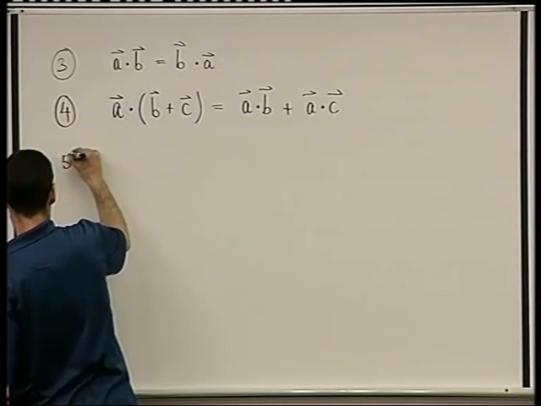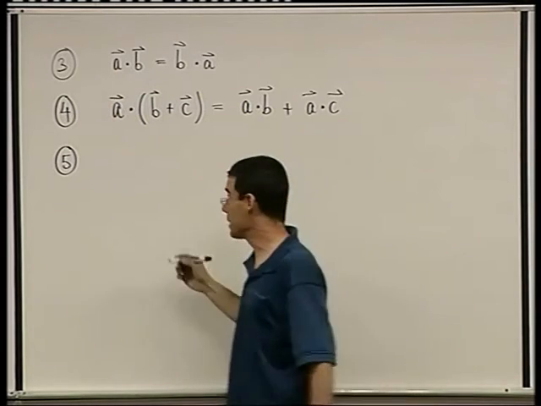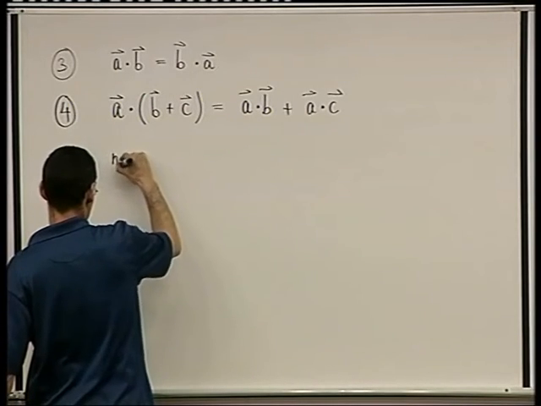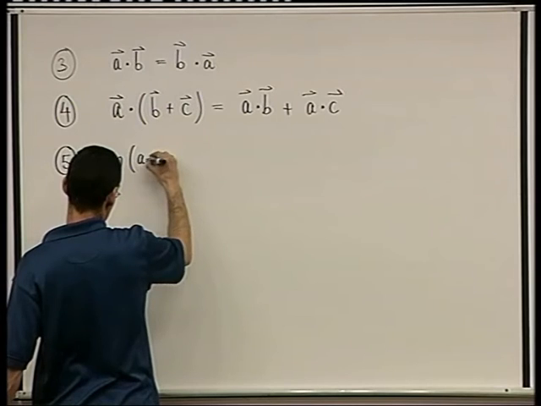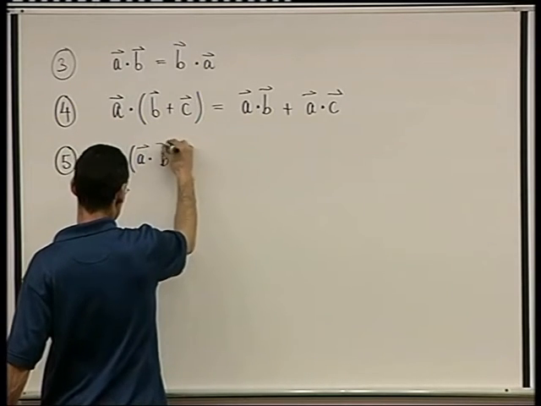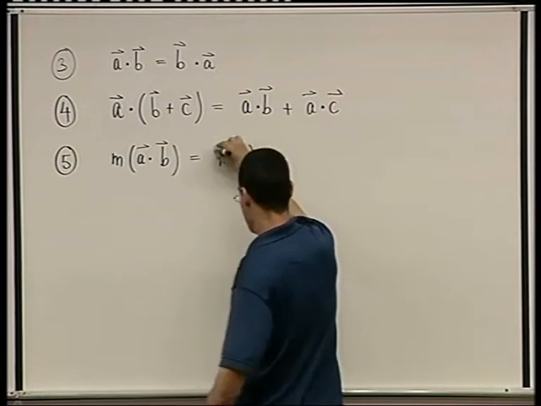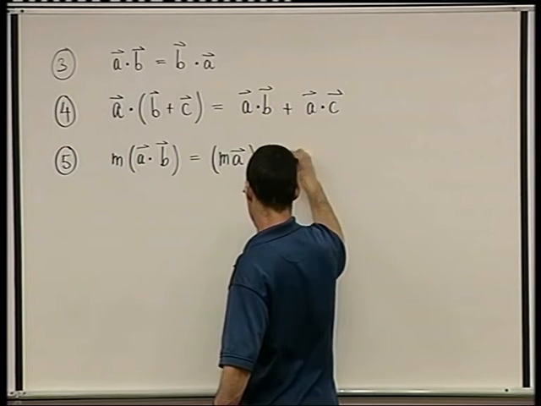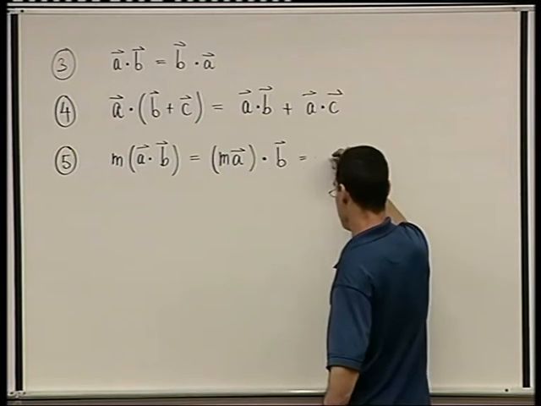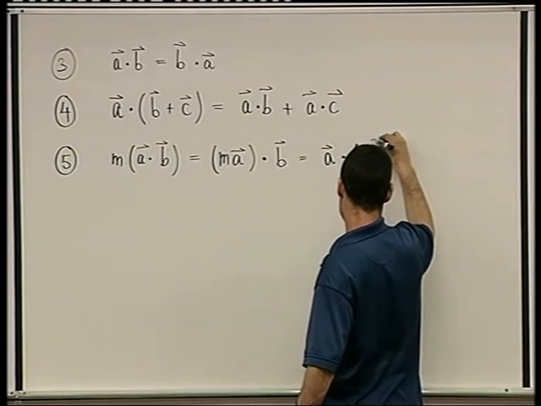Number 5, scalars move around freely with respect to this multiplication. So if I take a scalar m and multiply it by a dot b, that's the same as taking m times a and multiplying that by b, and that's the same as taking a and multiplying that by mb.